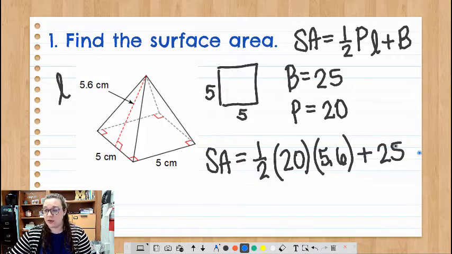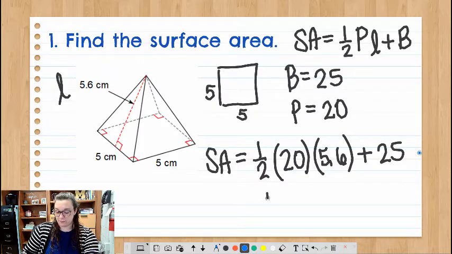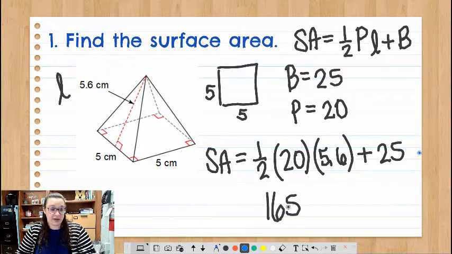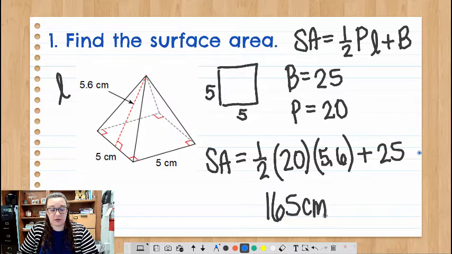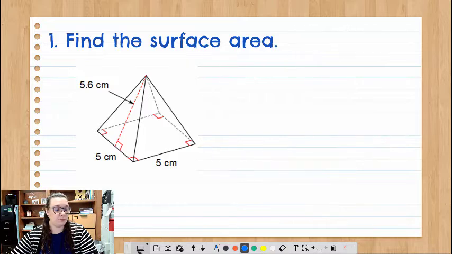That all goes right in our calculator. I've got one off screen I'm going to use. 1/2 times 20 times 5.6 is 56 plus 25. I got 165. And since this is area, our units are squared, so centimeters squared. That's all we've got to do. Plug and chug.